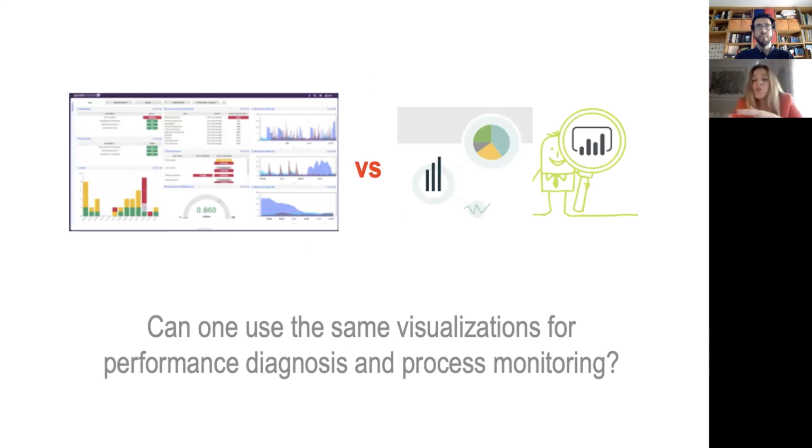Then, usually when we talk about visualization in the context of performance, we usually think of dashboards. That's the first idea that comes to our mind. They are typically used for monitoring and controlling the performance. However, can one use the same visualizations for performance diagnosis and process monitoring, or are there specific or different requirements that need to be taken into account?